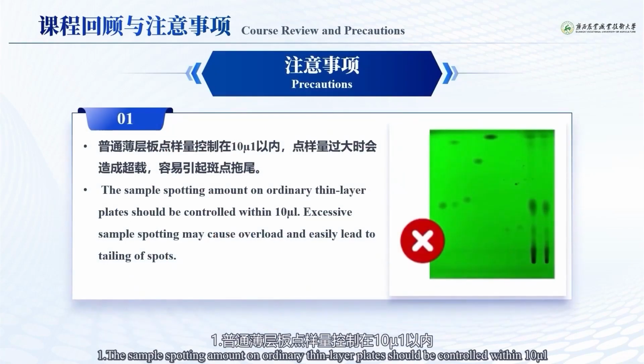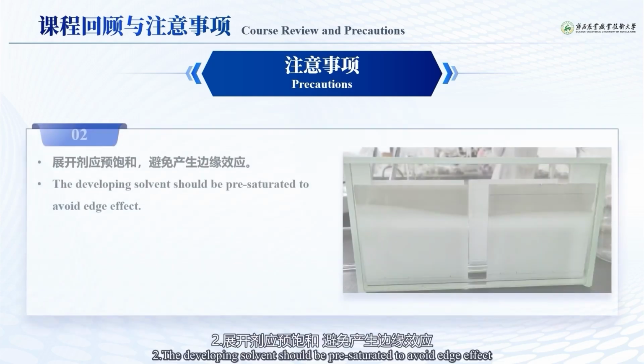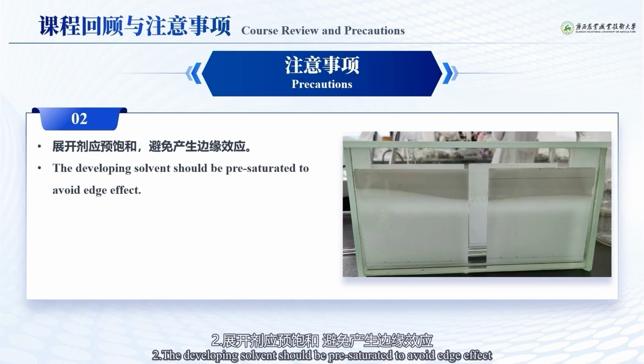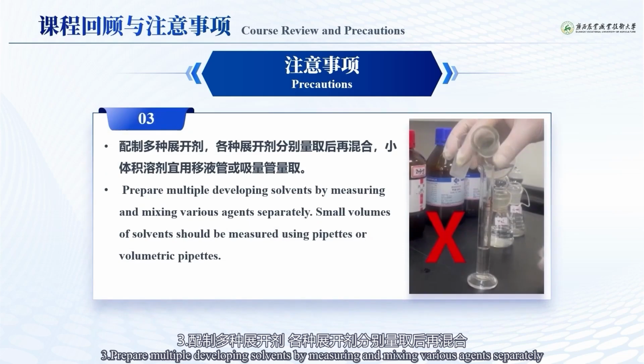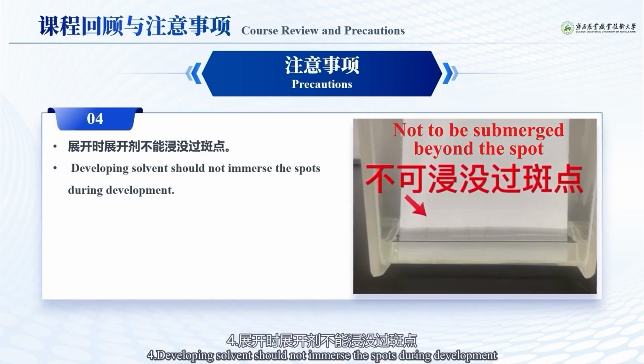First, the sample spotting amount on ordinary thin layer plates should be controlled within 10 microliters. Excessive sample spotting may cause overload and easily lead to tailing of spots. Second, the developing solvent should be pre-saturated to avoid edge effect. Third, prepare multiple developing solvents by measuring and mixing various agents separately. Small volumes of solvents should be measured using pipettes or volumetric pipettes. Fourth, developing solvent should not immerse the spots during development.